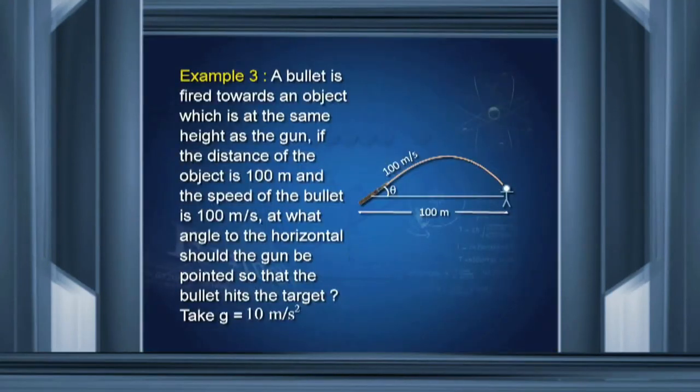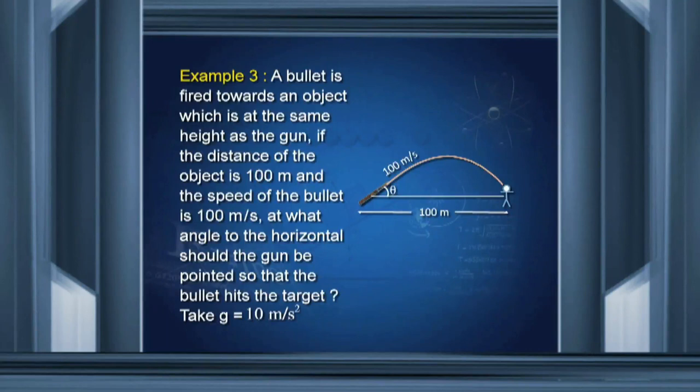You see, if the gun is kept horizontal and the shot is fired, because of the acceleration due to gravity, it will never hit the target. Similarly, if you make the angle larger, again the bullet will go up and may not hit the object. So, this angle has to be very carefully calculated by the person who is going to shoot the bullet from the gun. And therefore, we have taken this problem.